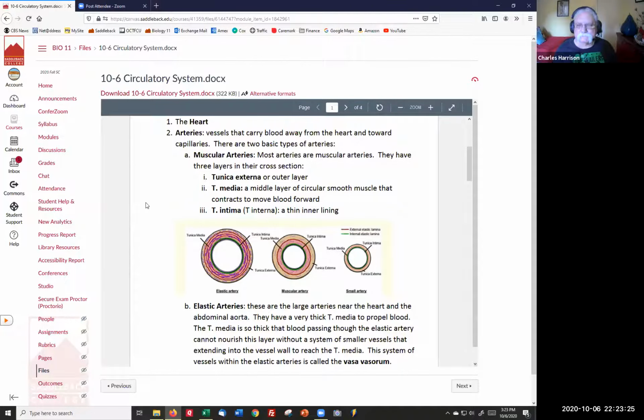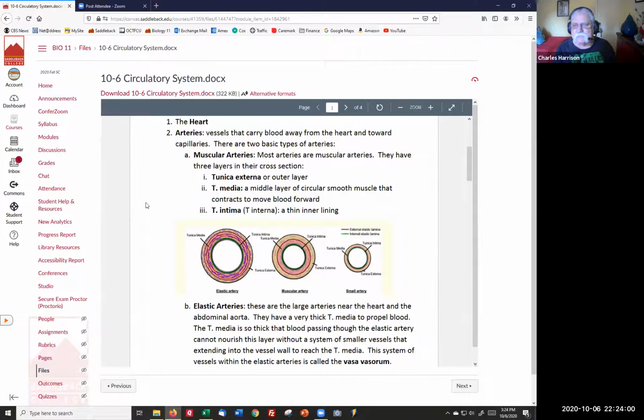Two basic types of arteries: the muscular artery, and skipping partway down the page, the elastic artery. The muscular arteries are the most frequent in the body, by far. Most arteries are muscular arteries. They have three layers in their cross section. The muscular artery is the middle diagram. The inside of the muscular artery, cut in cross section here, touching the lumen where the blood would flow, is the tunica intima.